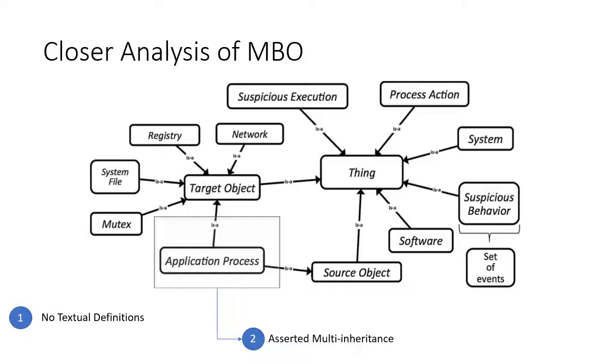So the first thing that I want to point out is that when I imported this ontology into Protégé, there were no textual definitions for any of the terms. So anything that was ambiguous to the ontology user stayed that way because none of the terms were defined. I'd also like to point out here that the MBO uses asserted multi-inheritance, which is generally not recommended. It's recommended that single inheritance is used in ontology development, and then multi-inheritance can be inferred by using a reasoner.